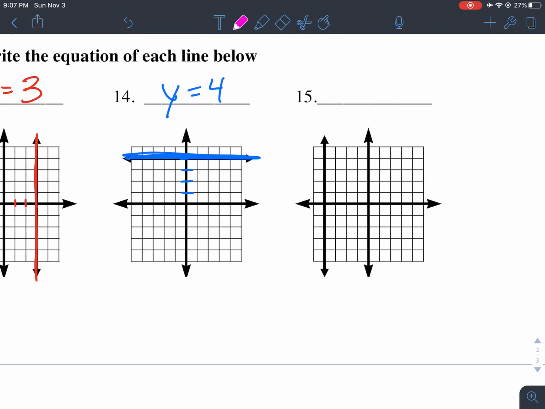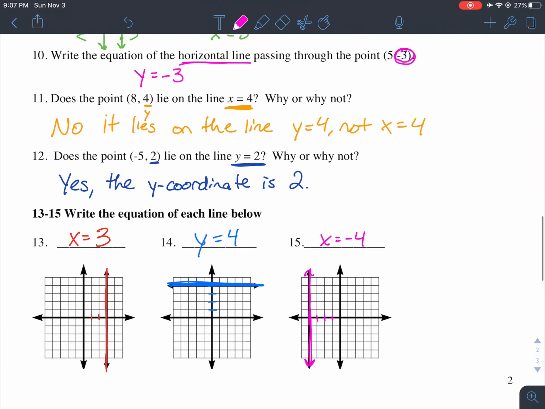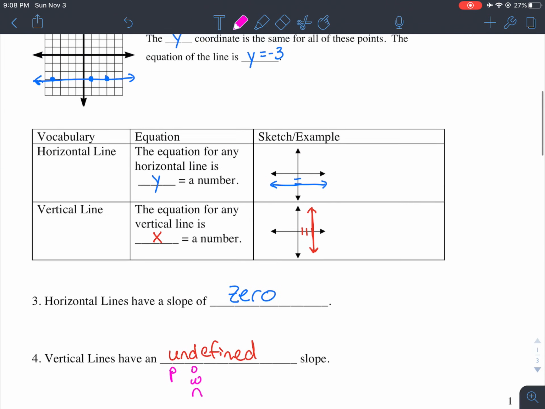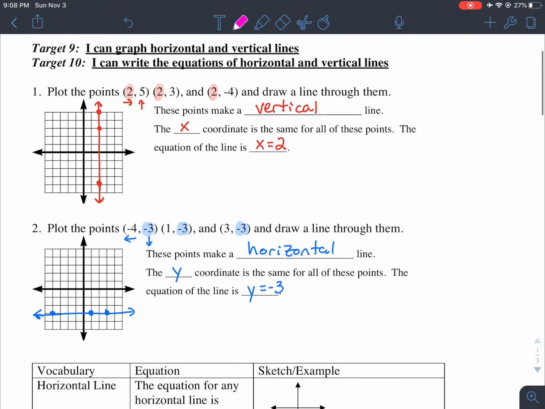Because it is a vertical line, 1, 2, 3, 4 to the left is how we had to get there. Therefore, x equals -4. Okay. That is your lesson on vertical and horizontal lines.